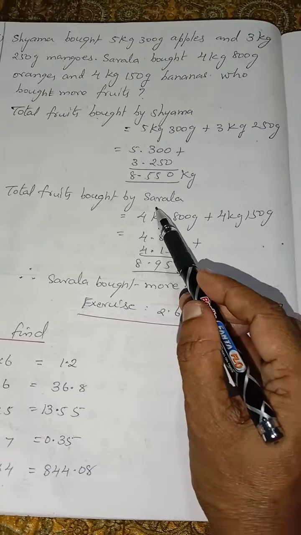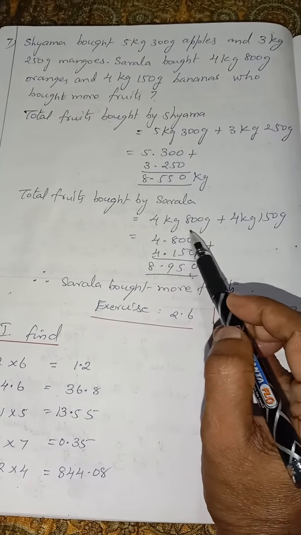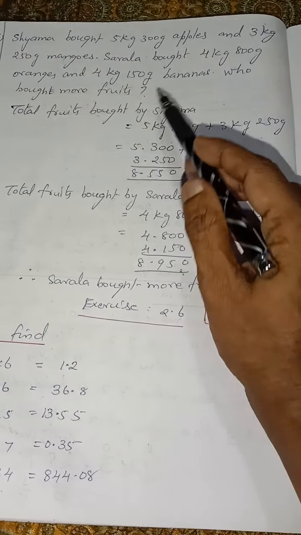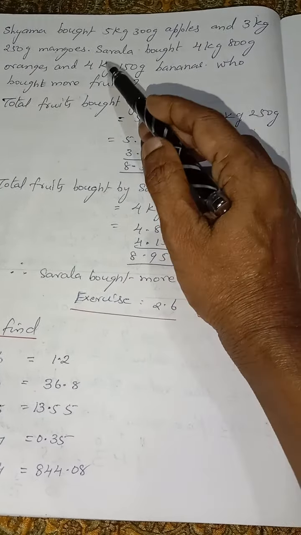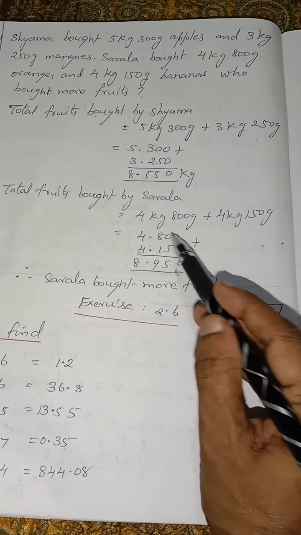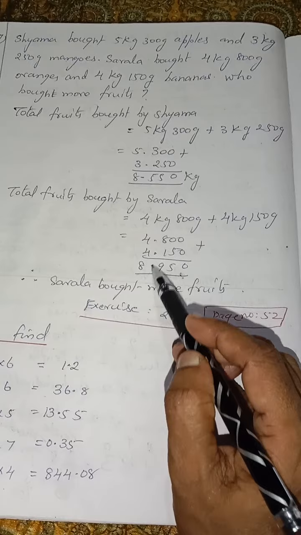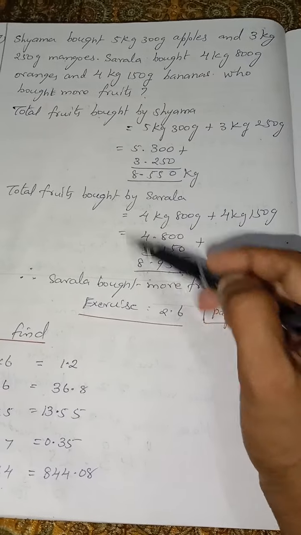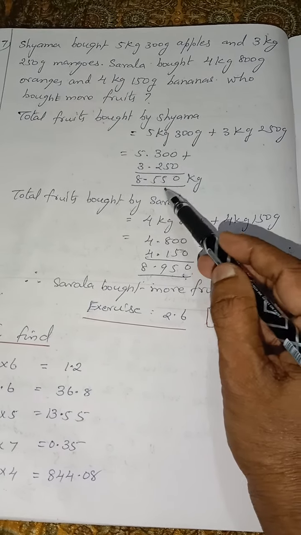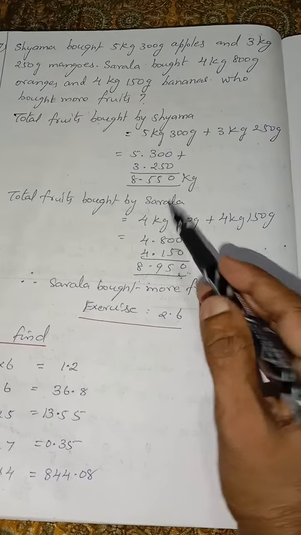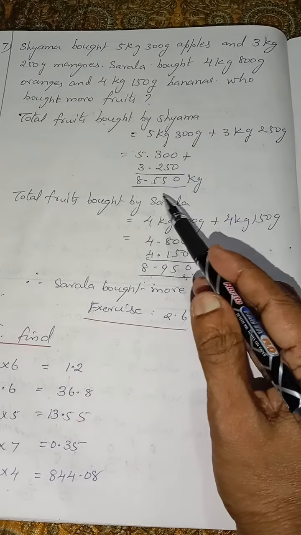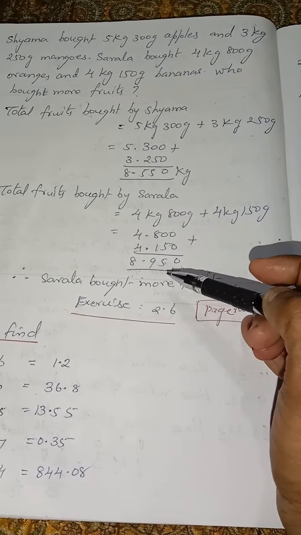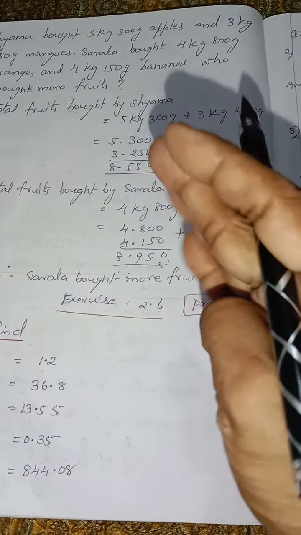Okay, then Sarala, how much fruit did she buy? 4 kg 800 grams of oranges, so 4.800. Then bananas she bought 4 kg 150 grams, so it is 4.150. We add these two together and we will get 8.950. So compare these two, Sarala's and Shama's. Both are 8 kg, but the grams are different. Here 550 grams, here 950 grams. So who bought more? Sarala bought more. By how much? You want to subtract these two. 950 minus 550, how much? 650, 750, 850, 950, so 400 grams more.